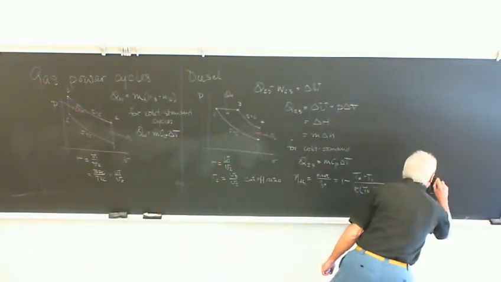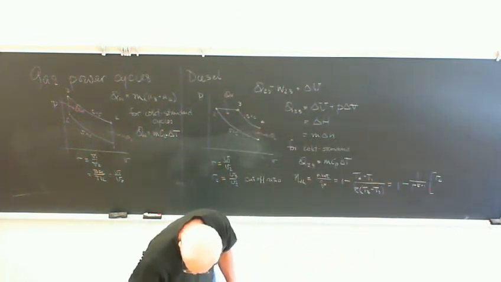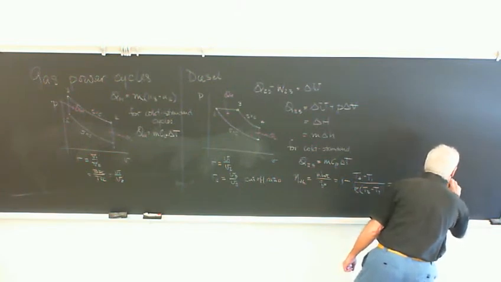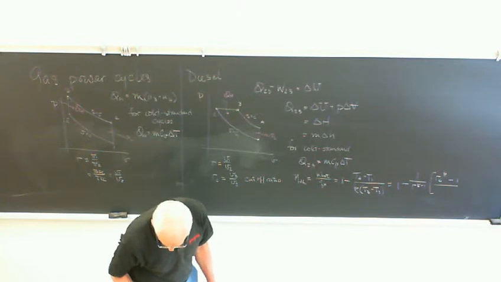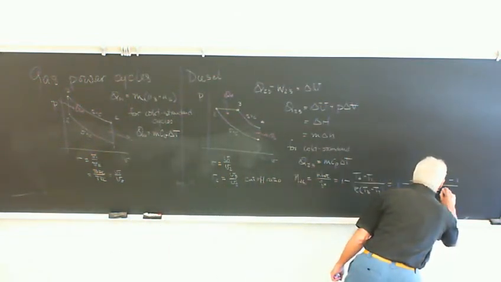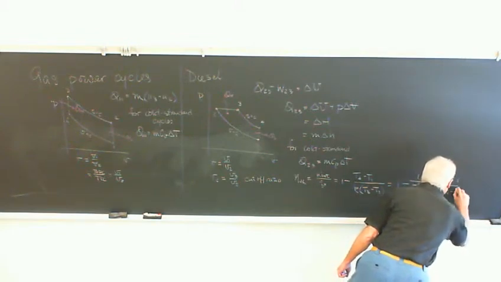Still pretty good. Times the cutoff ratio to the K, those two, minus 1 over K, RC minus 1.